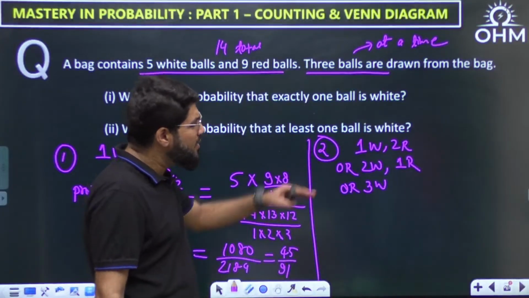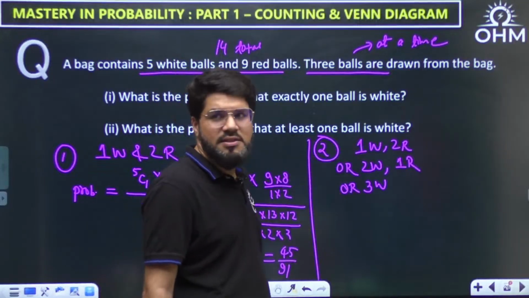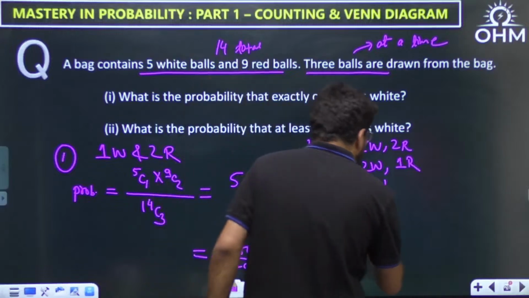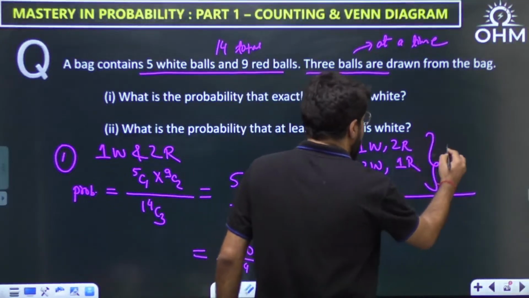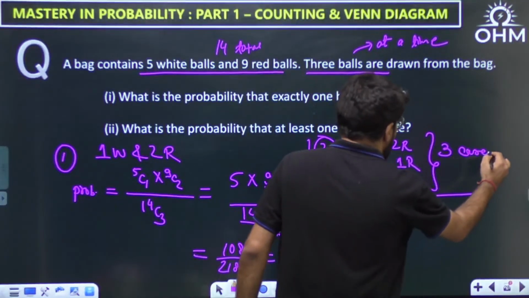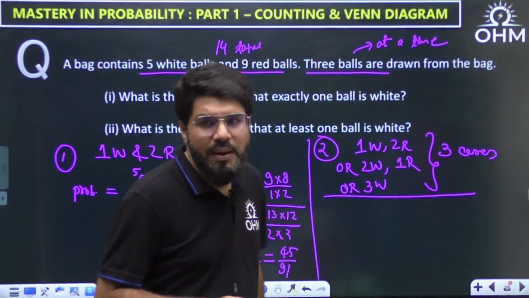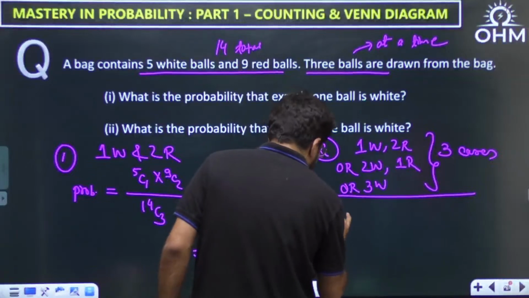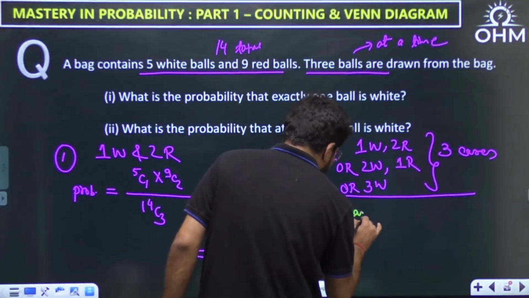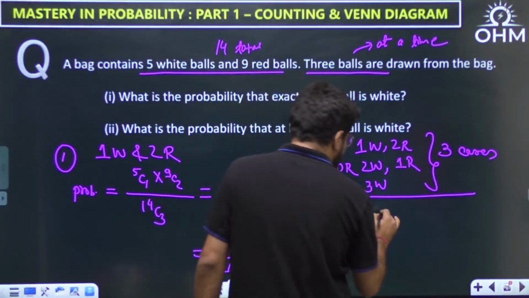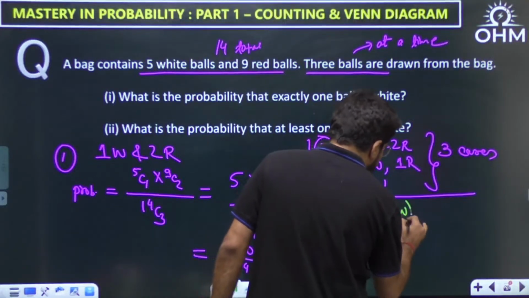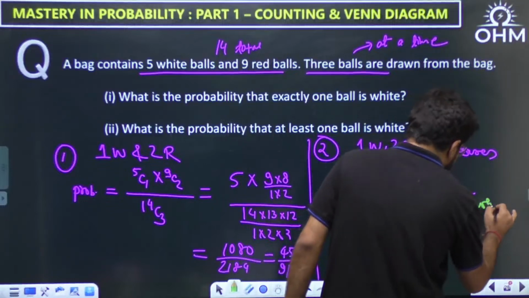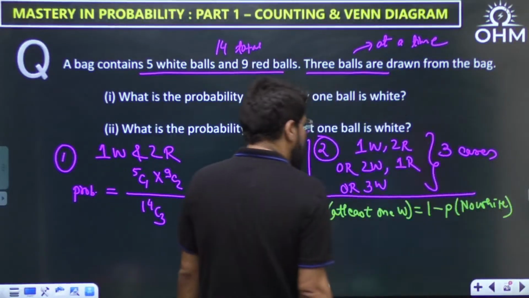Now here it looks like you have to solve three cases. But better, what will I do? These become three different cases. Rather than solving three different probabilities, what is the simple thing I can do? I can apply the probability of at least one event. Probability of at least one white is equal to 1 minus probability of none. That means 1 minus probability of no white.